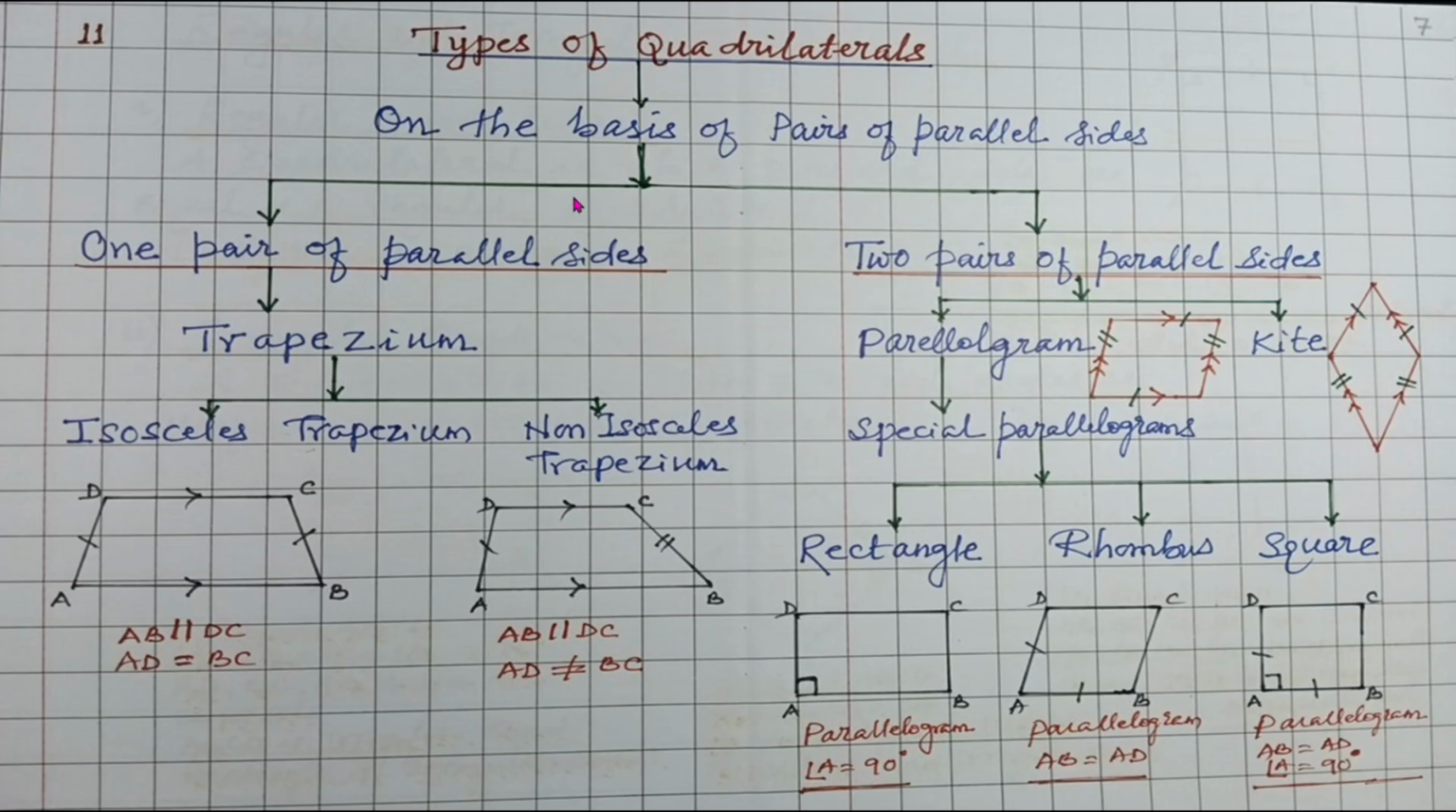The quadrilaterals are classified on the basis of pairs of parallel sides. If the quadrilateral has one pair of parallel sides, then it is called a trapezium, and there are different types of trapeziums. There are the isosceles trapezium and the non-isosceles trapezium.